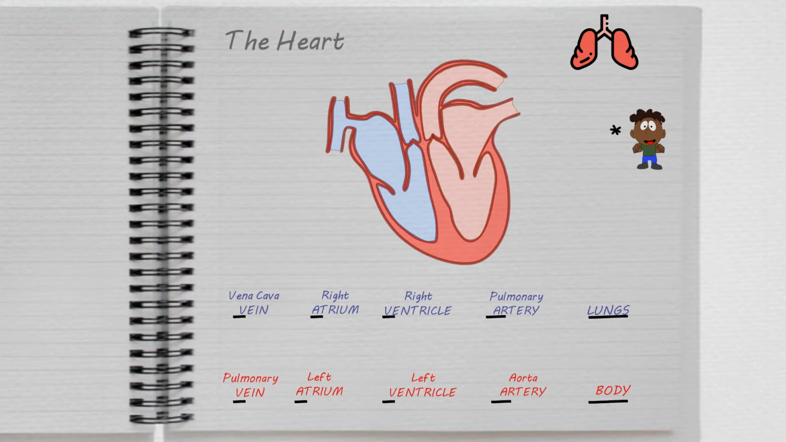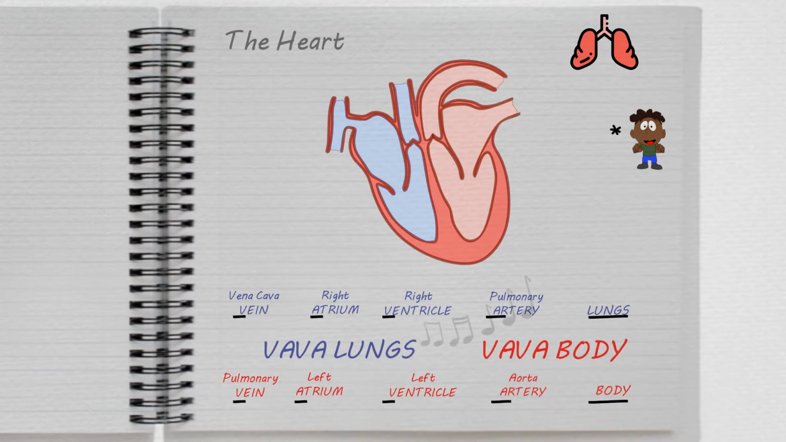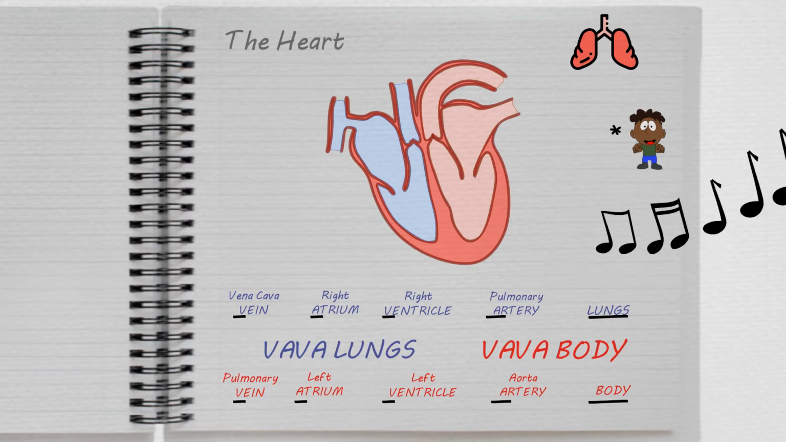Look at the diagram. You just need to remember vava lungs, vava body. It's got a nice rhythm. Vava lungs, vava body, vava lungs, vava body. And that will remind you how blood travels through the heart.